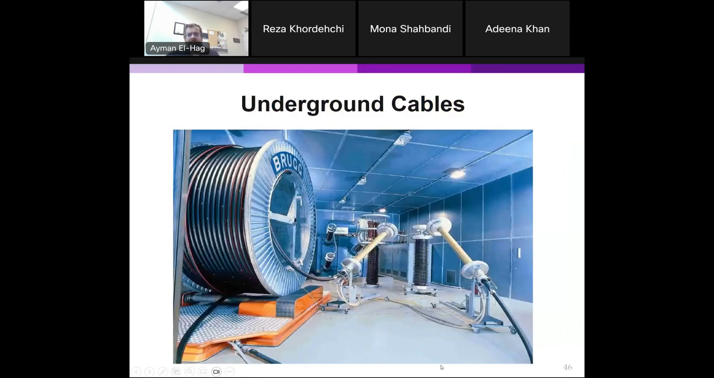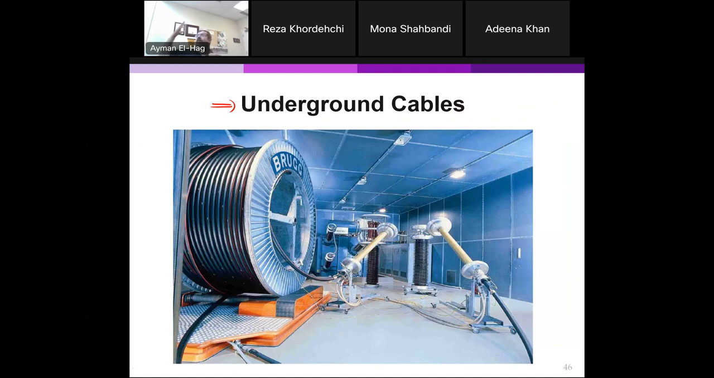The final thing I will go over is underground cables. Underground cables are extremely important, especially in distribution systems. In some countries, they don't use overhead lines at all in distribution systems. In some countries, they use overhead lines only in areas with a very low density of population. But once the population density is high, then they use underground cables. So underground cables are extremely important assets, and their failure is an issue compared to outdoor.